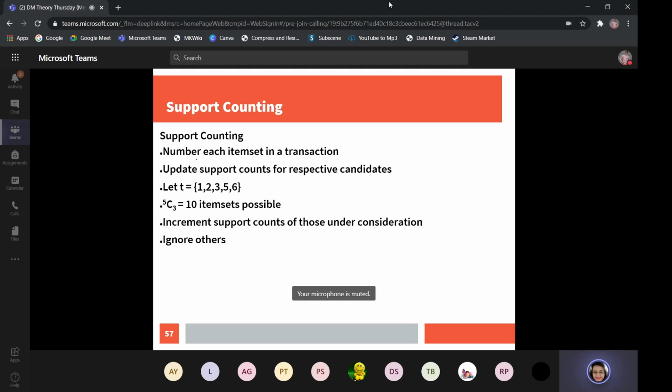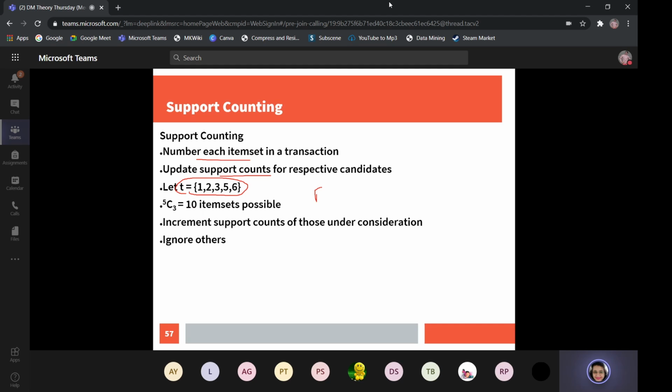Therefore, what you do is, give each item set a number in the transaction and update the support counts for the respective candidates. So let's say that in your transaction there were items 1 2 3 5 6, and so there are how many ways, how many item sets possible?